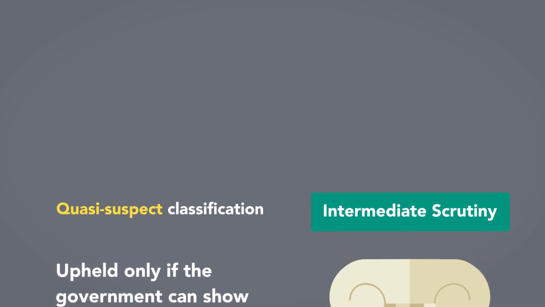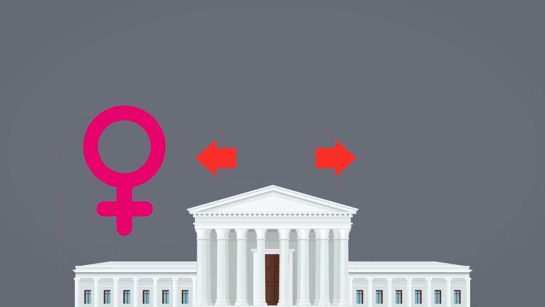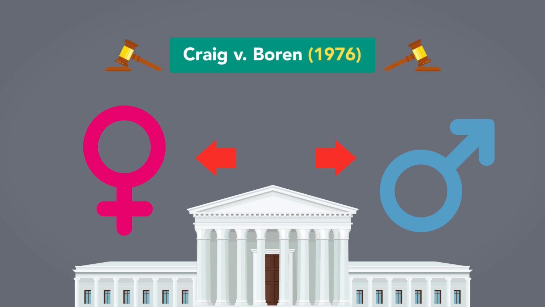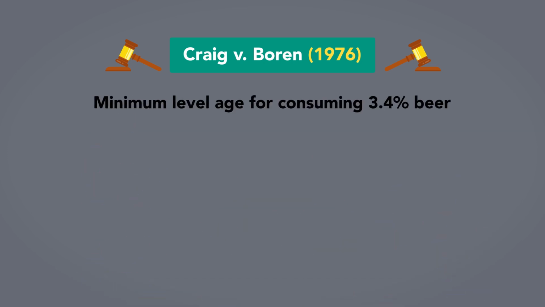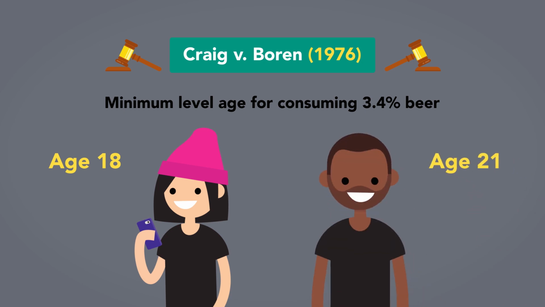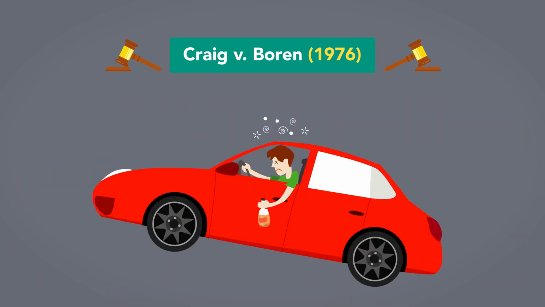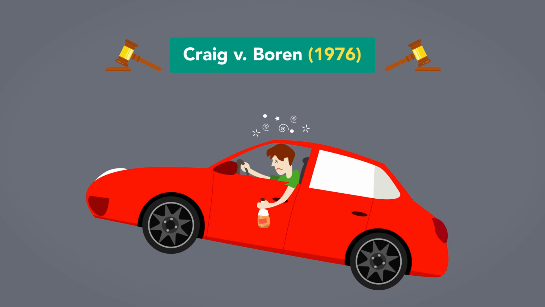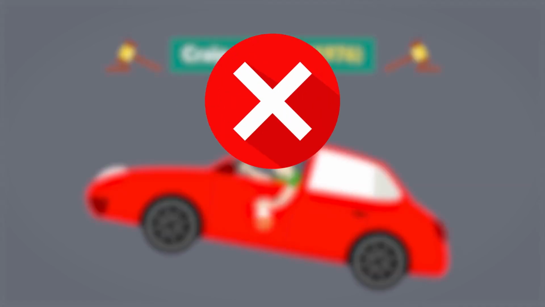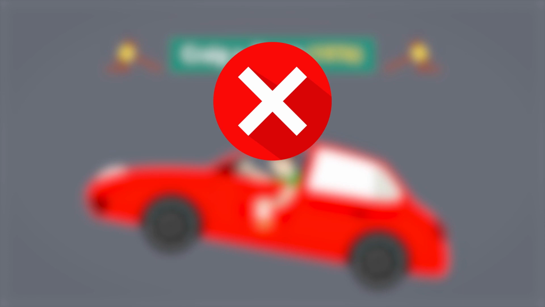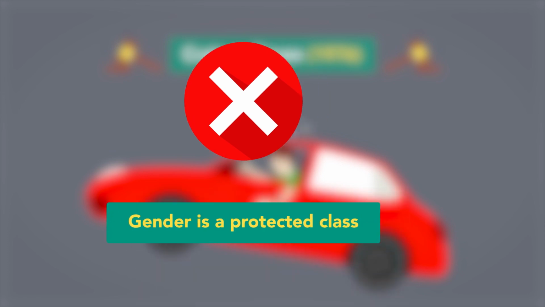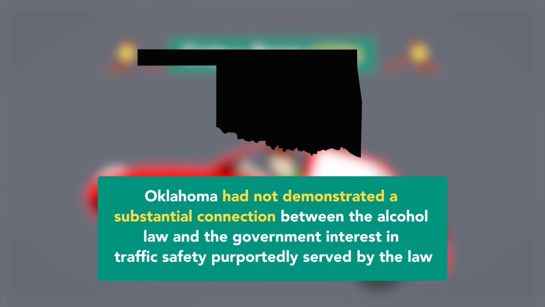The Supreme Court created intermediate scrutiny and applied it to gender-based classifications when analyzing the constitutionality of Oklahoma's alcohol statute in Craig v. Boren. The law set the minimum age for consuming 3.2% beer at 18 for women but 21 for men. Oklahoma had found evidence that men tended to drive drunk more often than women, thus precipitating the law. The Supreme Court struck down the rule under the Equal Protection Clause, reasoning that gender is a protected class. The court found that Oklahoma had not demonstrated a substantial connection between the alcohol law and the government interest in traffic safety purportedly served by the law.